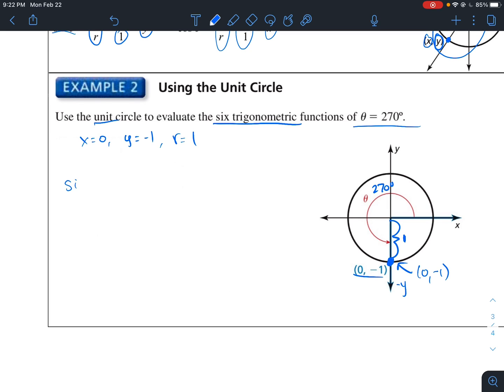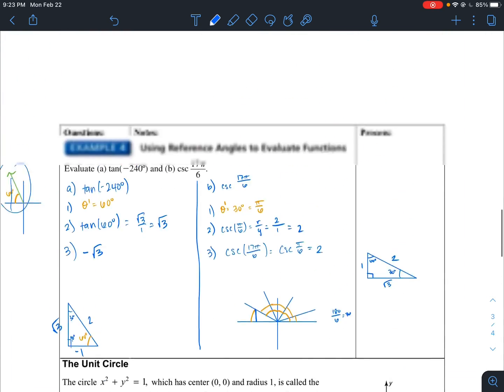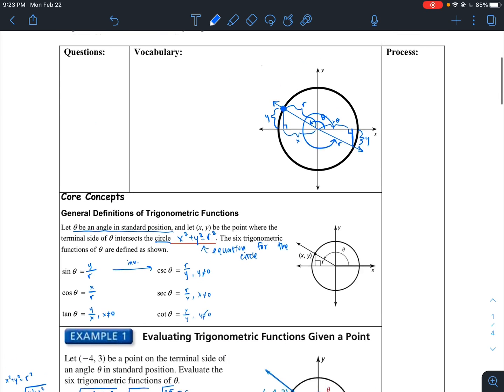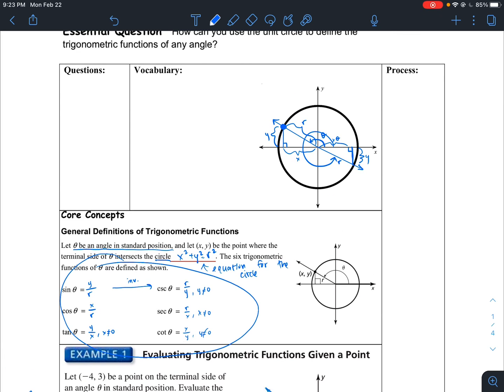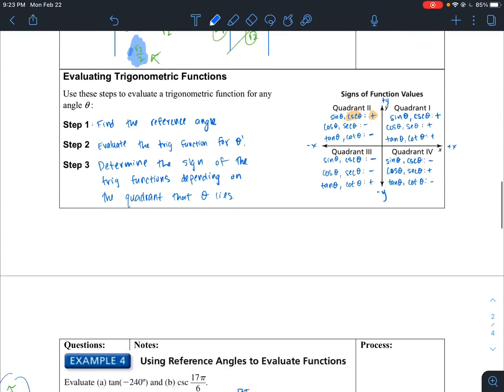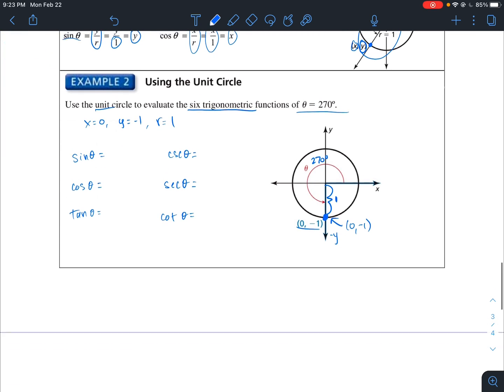And we want to find the 6 trigonometric functions. So we want to find sine of theta, cosine of theta, tangent of theta, cosecant of theta, secant of theta, and cotangent of theta. And the good thing is we already know how to find these from this section right here. So if you have that handy, you can use that to solve these.